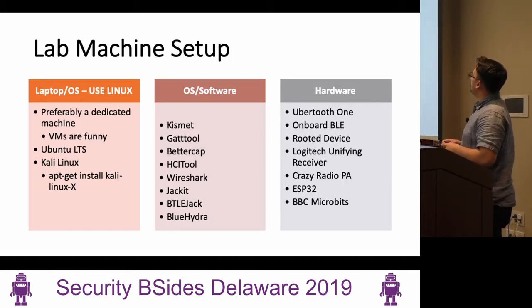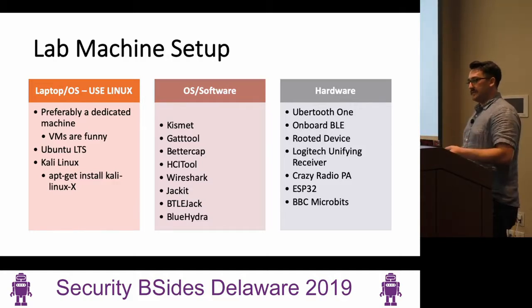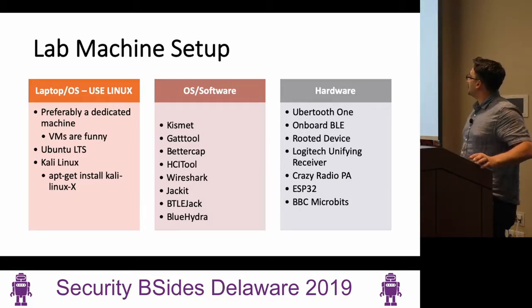Hardware standpoint, we have your Ubertooth One and your onboard BLE card. Your Ubertooth One is a spectrum analyzer and listener. It's not meant to send and receive. That is your capture device. Your onboard BLE card, or if you bought a third-party one that you plugged in, that would be what you're going to send a lot of the commands from.